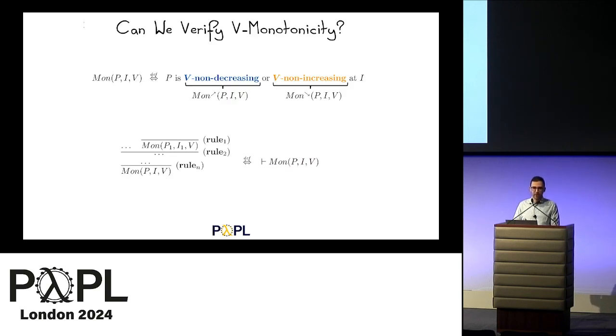So the next question is, okay, but can we verify V-monotonicity of programs? Well, we define a sound proof system, compositional on the program syntax. So we want to verify this predicate, which is monotonicity over a program P, an input I, and a set of variables V. This predicate will be true whenever the program is non-decreasing or non-increasing over the input I for the variables V. And we are going to focus on the non-decreasing property in this case, since the non-increasing property is dual.